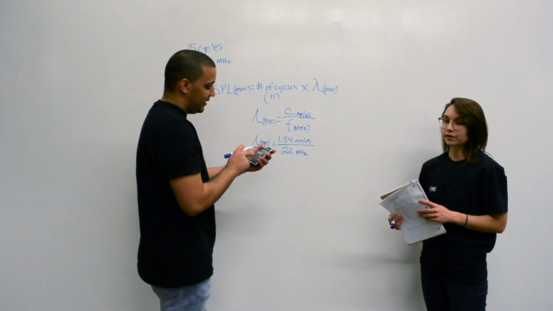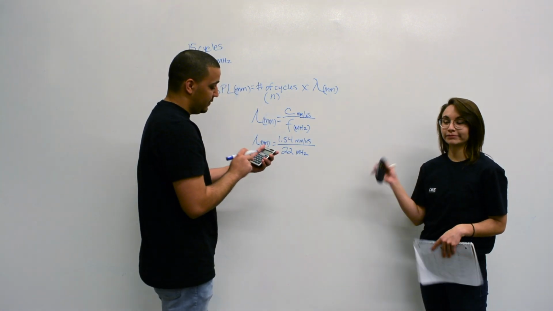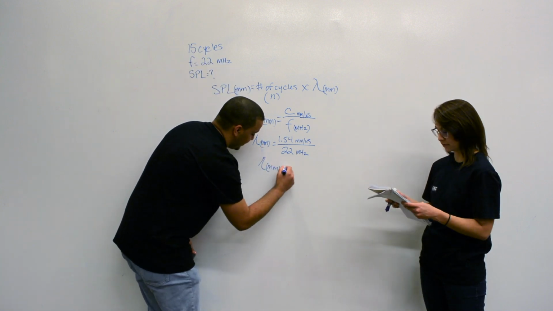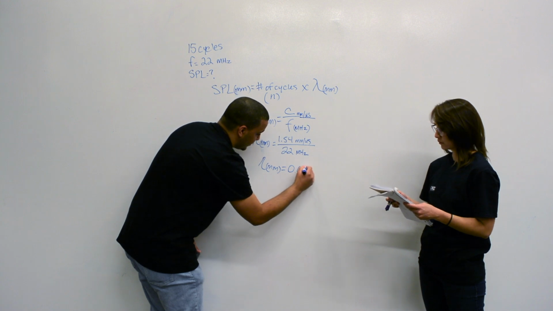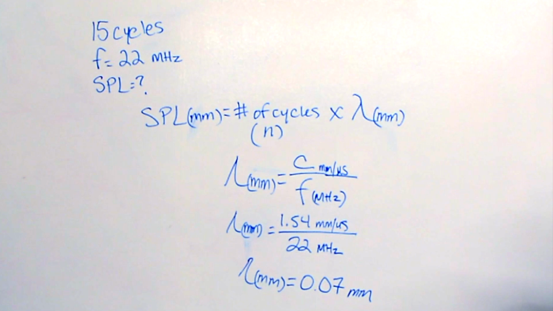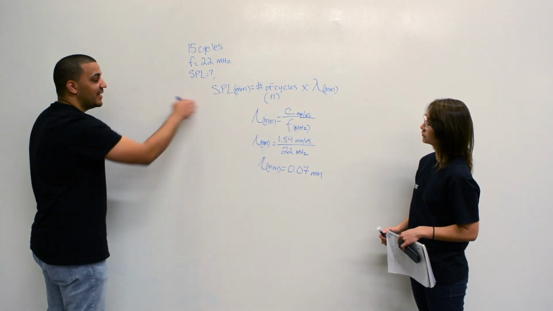Then you calculate that. You put that in your handy dandy calculator, or do it mentally, if you can. And then that comes out to 0.07 millimeters. Wavelength is 0.07 millimeters, so now we're plugging that into the SPL.